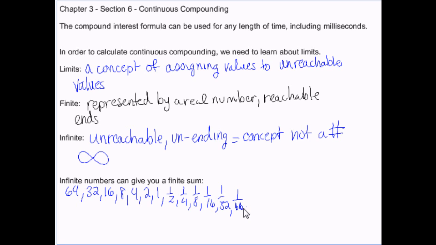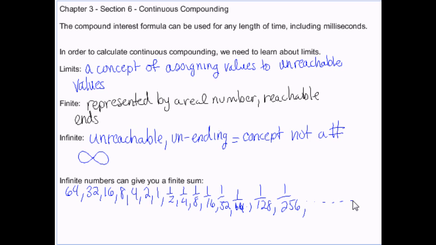Oops, 64. And I could keep dividing by 2 forever. And if I add all those back up, all those distances I created, what do they add up to? 64. Because that was the distance I started out with. Now I broke it into an infinite number of tiny little pieces, but when I put those back all together, I still get 64 feet.